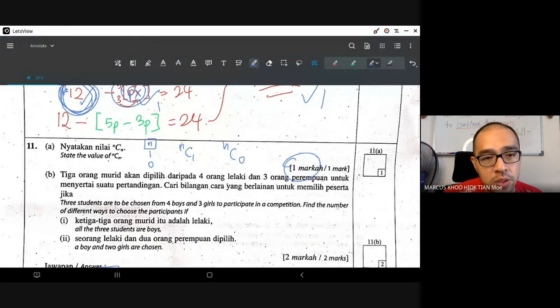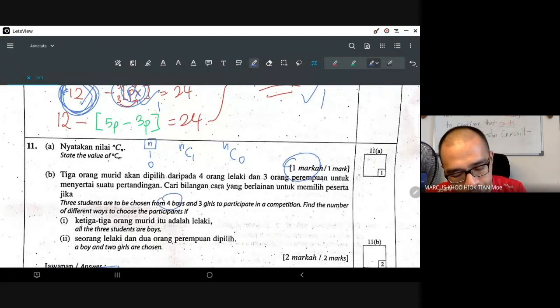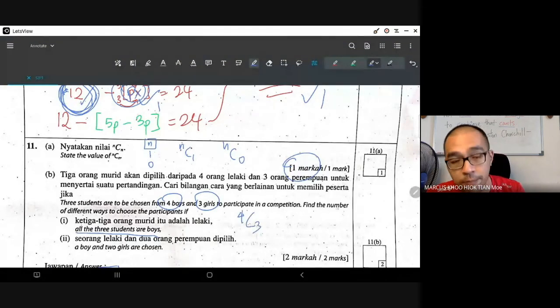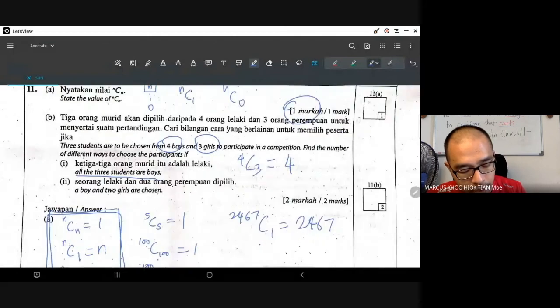All right, 3 students are chosen from 4 boys and 3 girls to participate in the competition. Find the number of different ways to choose the participants if all 3 students are boys. If all 3 students are boys, you're talking about just 4C3, because there are only 4 boys and you want to choose 3. So 4C3 will give you 4. That's it.